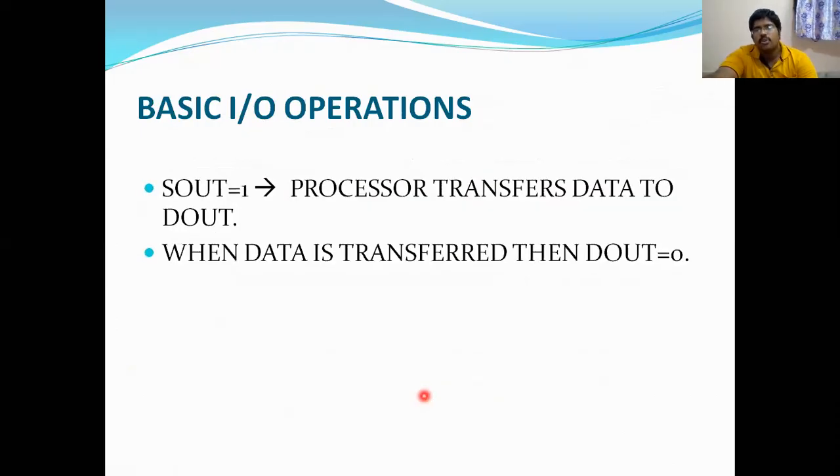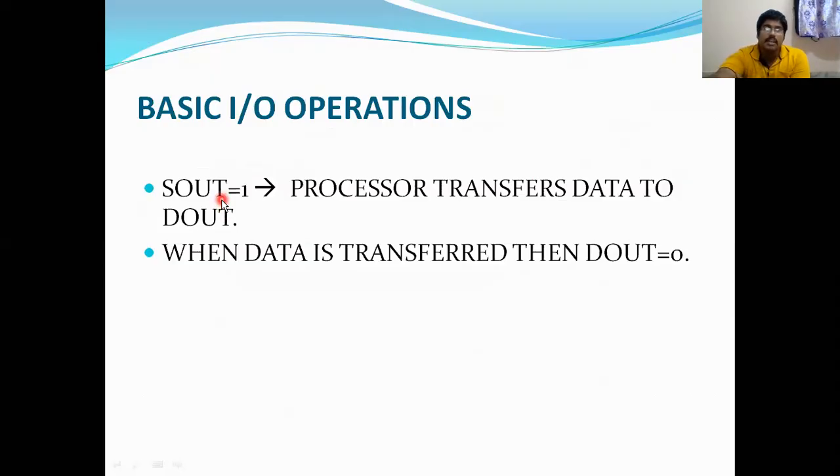Next we have to discuss D out and S out. Whenever the S out pin is 1, that means the processor completed the transfer of data to the output device. As I have discussed previously, the processor will transfer the data to the output device, that is the monitor. Whenever it transfers the data, it will wait for the acknowledgement signal from the output device. That signal is nothing but S out.